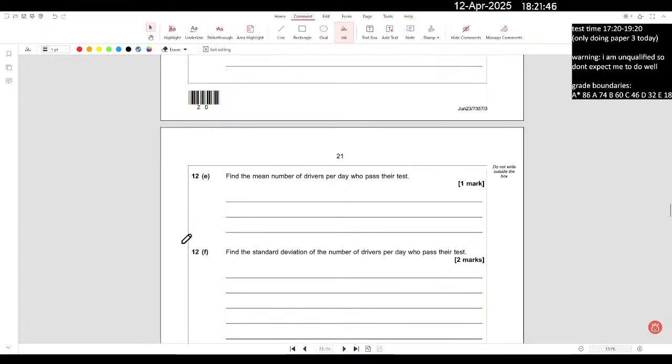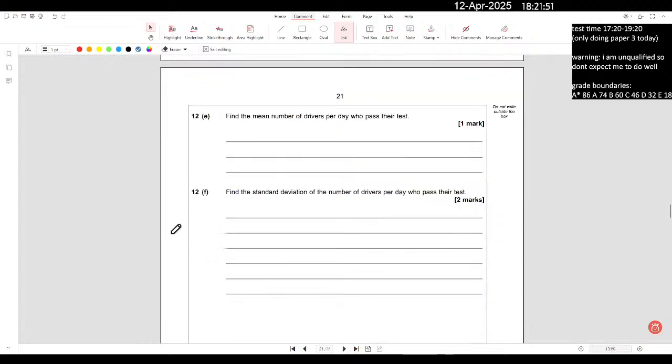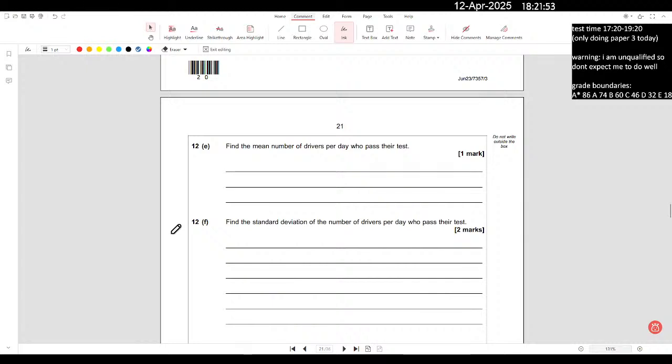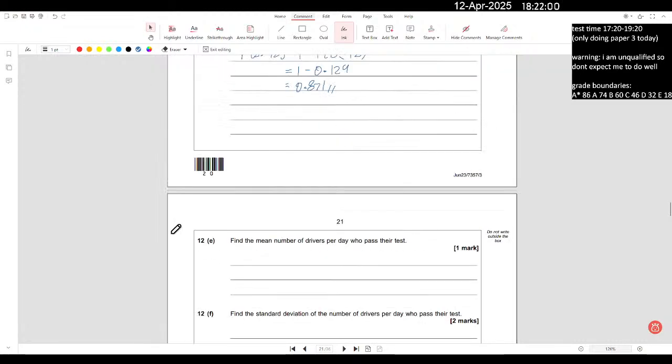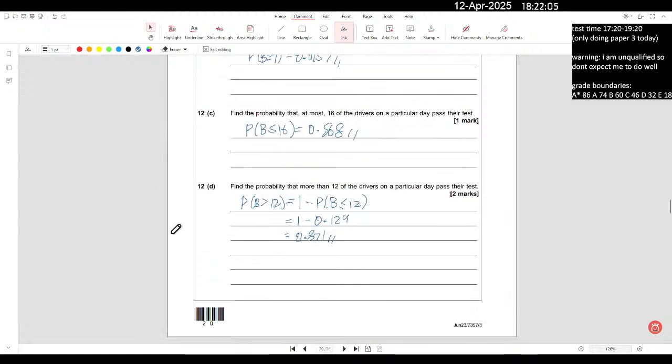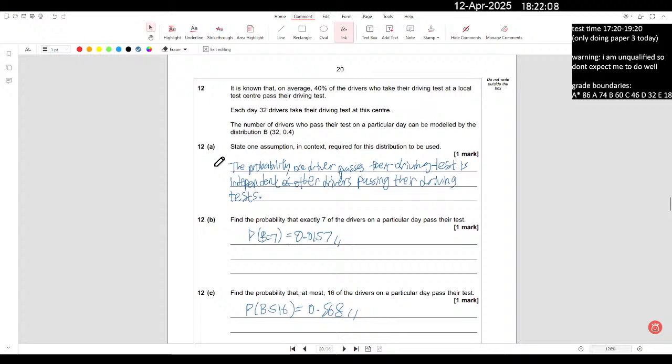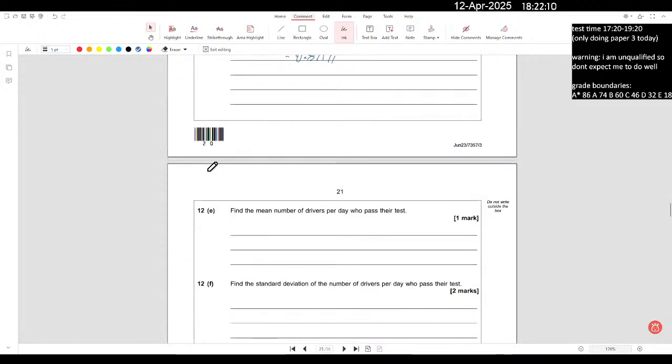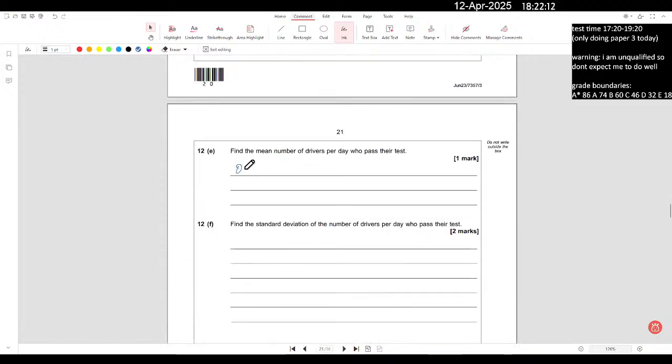Find the mean number of drivers per day who pass their tests. Isn't it just 0.4 times 32? Which is 12.8. It doesn't have to be a whole number, I think.